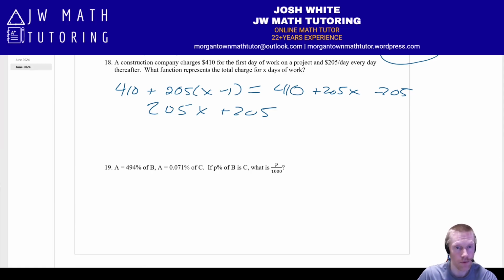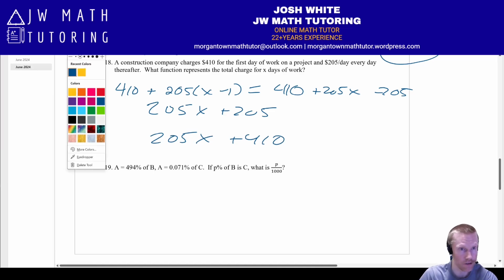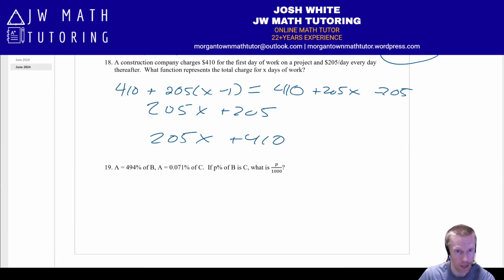Now, a lot of people automatically choose as their answer 205x plus 410. Okay, they see this right here and they think this is the correct answer because, well, 410 is like your initial amount, the starting amount. So that's your b, y equals mx plus b, and it's 205 per day. So, well, that's their slope. That's your m. That's what multiplies by x. So this seems to make sense.